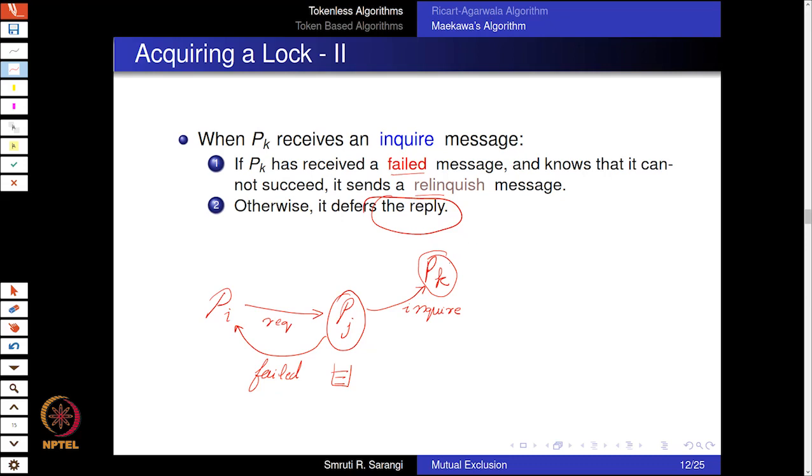So in this case, PK sees if it has received a failed message or not from others. If it knows anyway it doesn't have a chance of acquiring the resource, it doesn't have a chance in getting whatever he or she wanted, then of course it makes sense to send a relinquish message to say that look, you go and lock yourself for somebody else, I don't care. Otherwise what will happen is that PK will simply defer the reply and reply later.